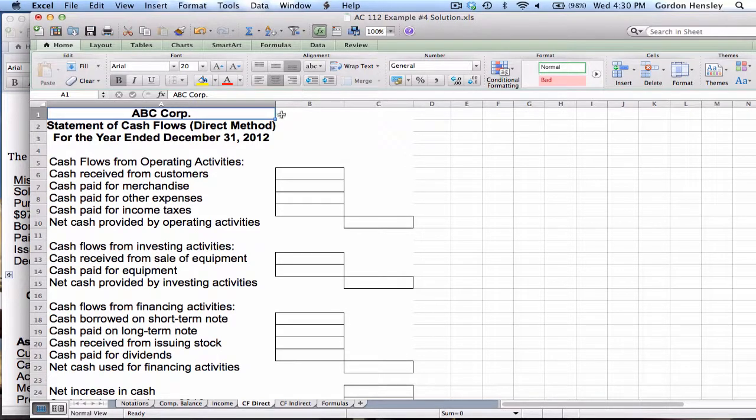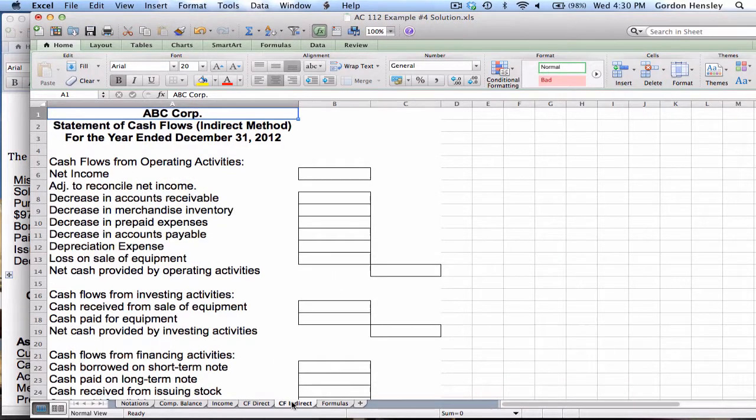Now that's the direct method version. There's also an indirect version, and we're going to prepare both versions because remember, GAAP does allow us to use either of those 2 methods that we want. So it's good for us to understand how to do both methods. Although they're not entirely different, there are going to be certain things that are the same. And also to do this, we're going to utilize certain formulas.